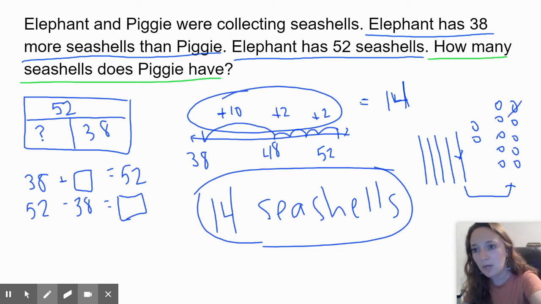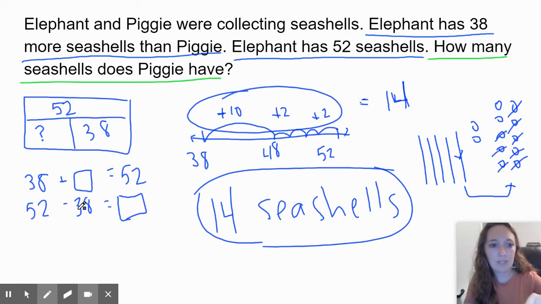I'm going to take away 8 ones. 1, 2, 3, 4, 5, 6, 7, 8. And now I have to take away 3 tens because of 30. 1, 2, 3. And now I can count what's left. 10, switch, 11, 12, 13, 14. It matches! Whoa, we checked our work.